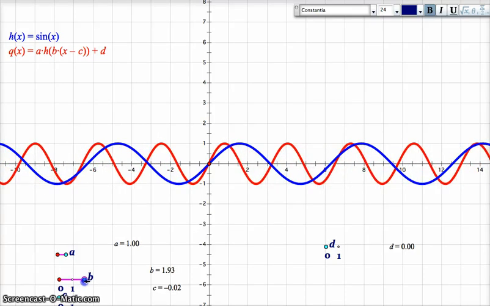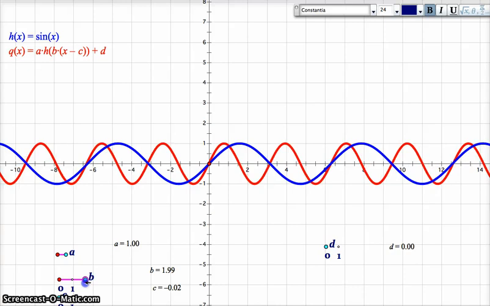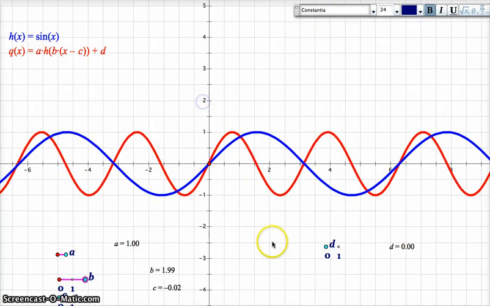I've made B about 2. Now, let's take a look at what happens. When B is 2, this did affect the horizontal shift. But how? Our original graph took from 0 to a little more than 3 to go up and to go back down to get to this point here. In our new graph, how long did it take? It took from 0 to a little more than 1.5.